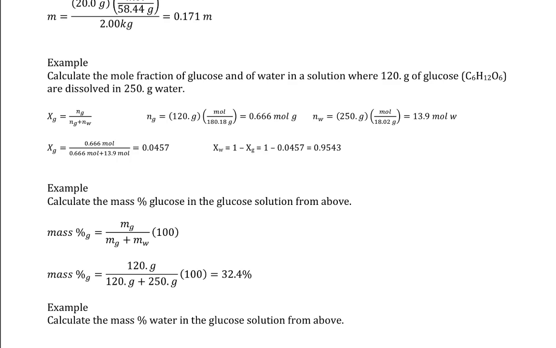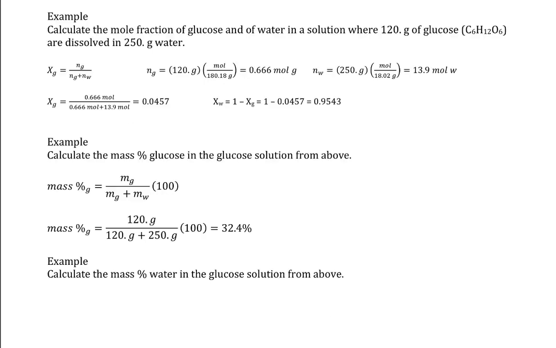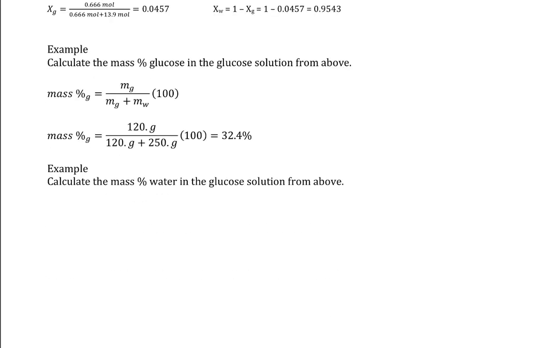Calculate the mass percent glucose in the glucose solution from above. So we take the mass of glucose, 120 grams. We divide it by the mass of the glucose, 120 grams, plus the mass of water, 250 grams, times 100. We get 32.4% glucose by mass. There's an example problem for you to come back to.